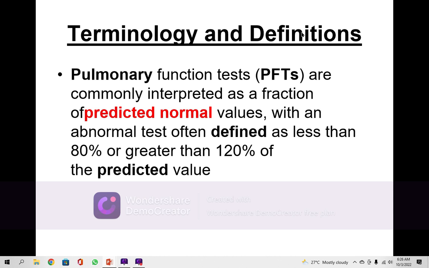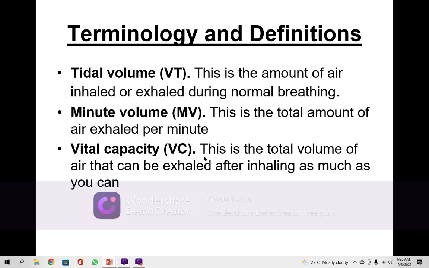The terminologies and definitions: I already said the predicted normal. It is a confusing type of terminology. An abnormal test is often, not always, defined as less than 80%. In some situations it is 70%. Here it is written 80%. Or it is more than 120% in most cases, but it may be 130% in other setups. The predicted value is what you will compare with.